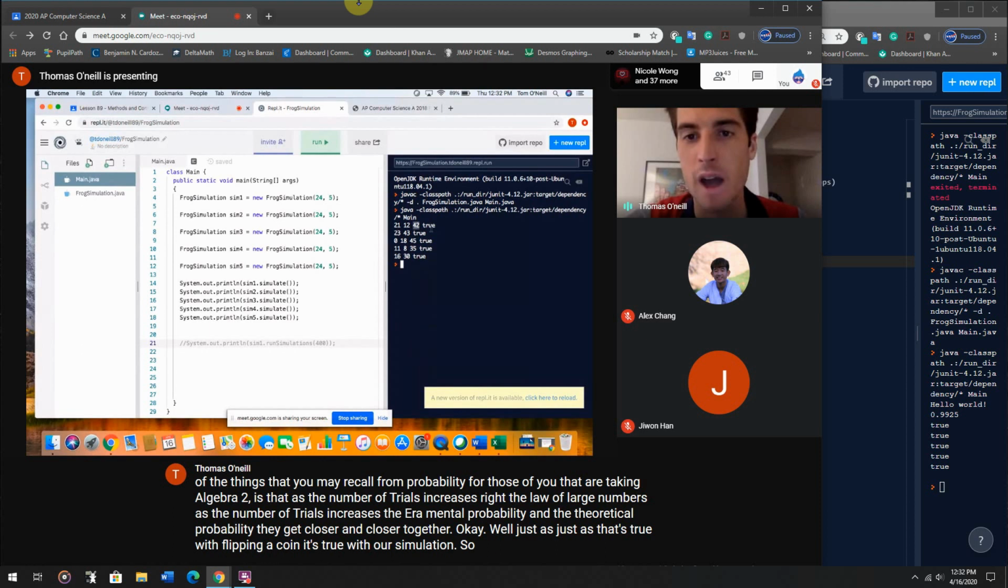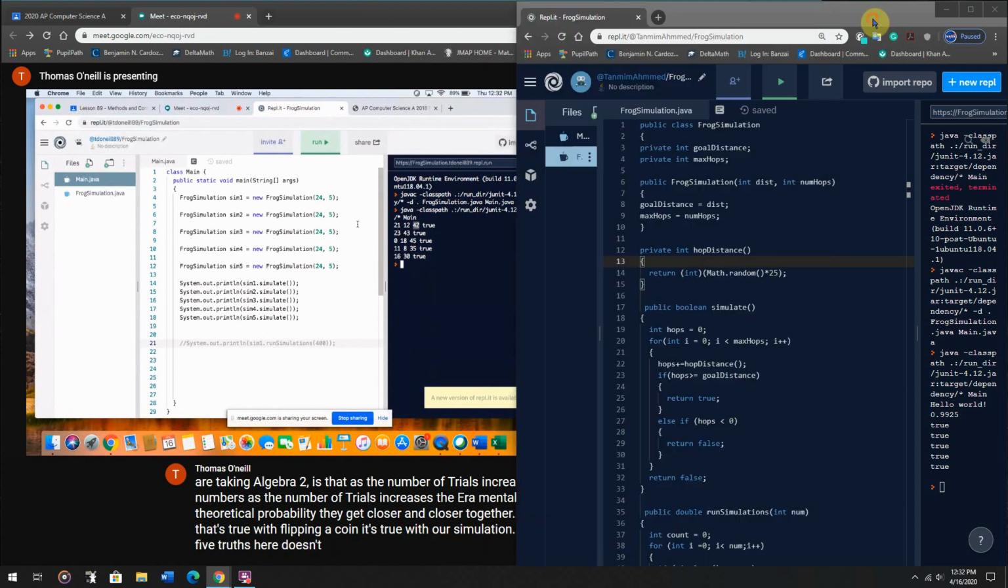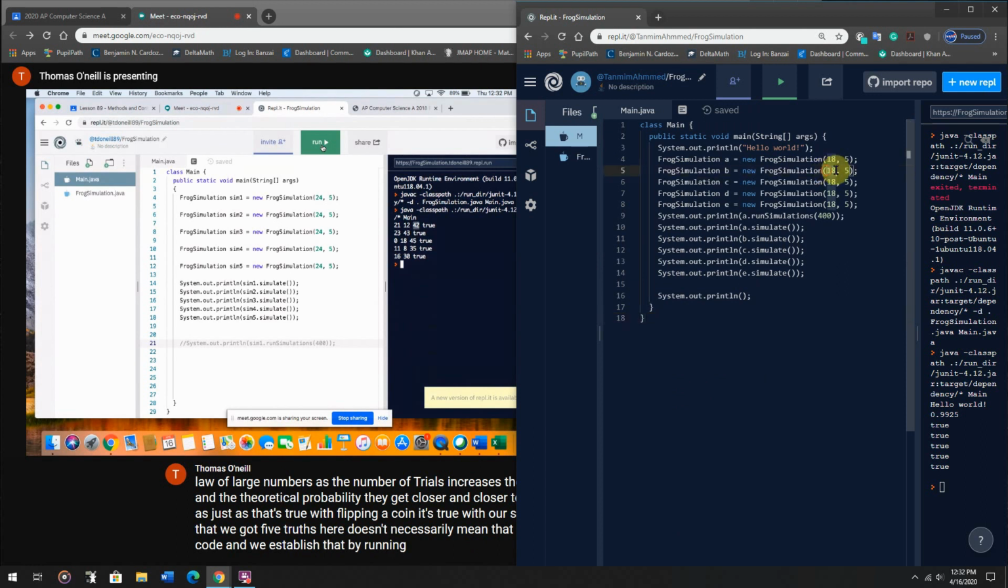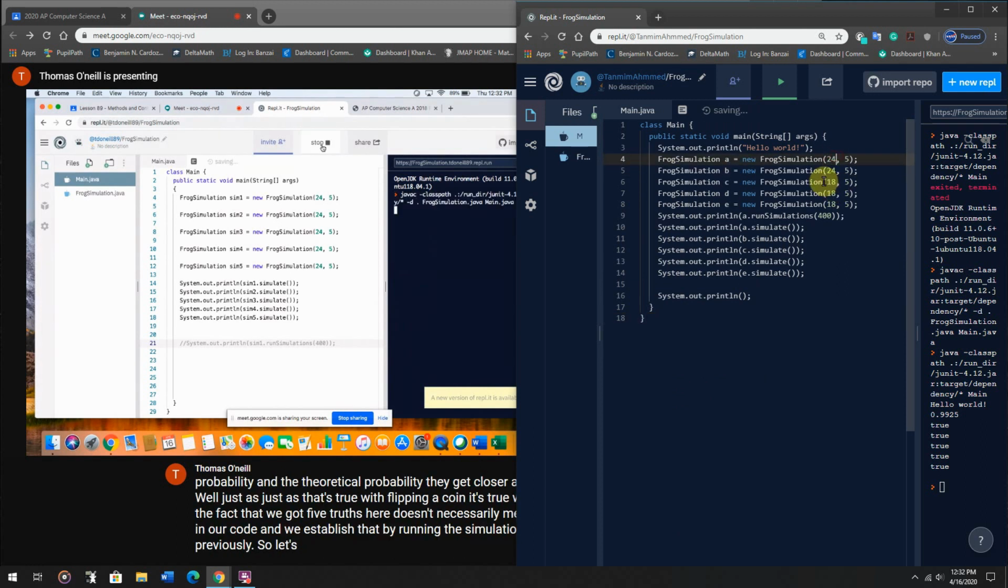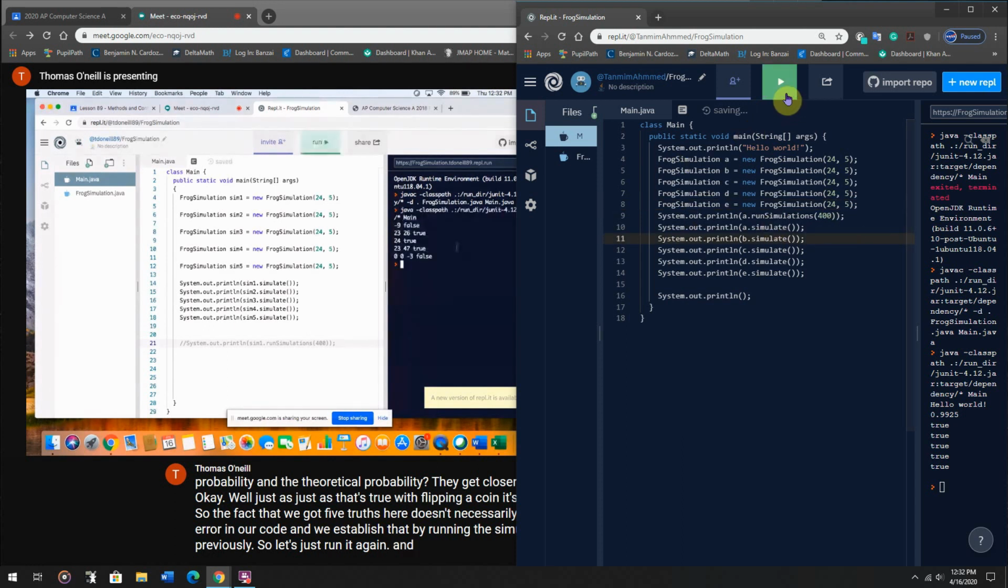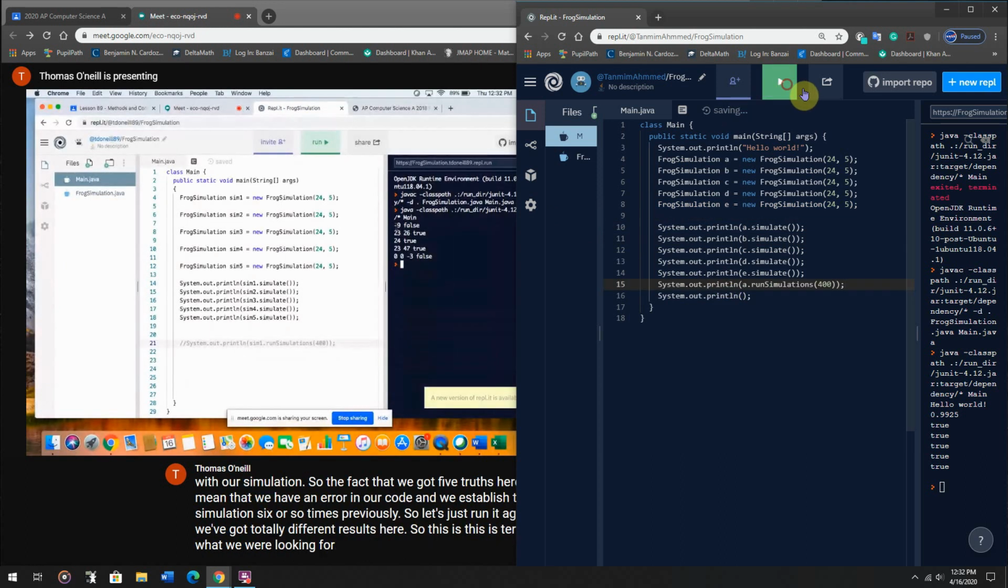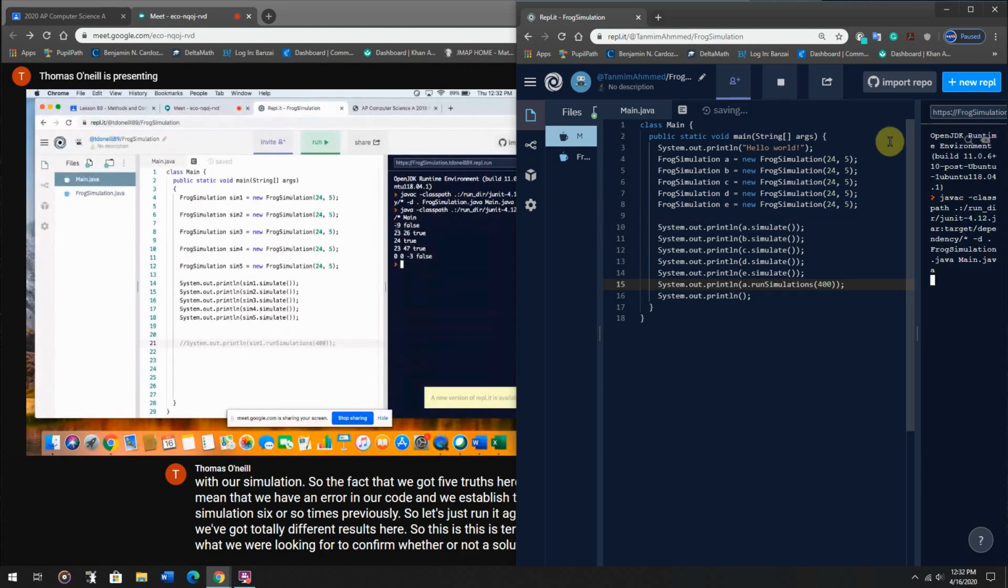Just as that's true with flipping a coin, it's true with our simulation. So the fact that we got 5 trues here doesn't necessarily mean that we have an error in our code, and we established that by running the simulation 6 or so times previously. So let's just run it again. And notice how we've got totally different results here. This is terrific, exactly what we were looking for to confirm whether or not our solution for part A works.